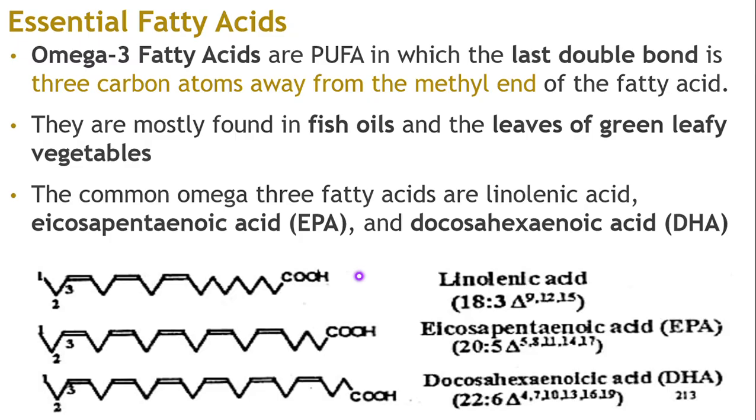Omega-3 fatty acids are PUFA, which is polyunsaturated fatty acids, in which the last double bond is the third carbon atom away from the methyl end of the fatty acid. They are mostly found in fish oils and the leaves of green leafy vegetables. So the omega-3 that we are talking about, you can find this type of fatty acid either in fish oils or in the leaves of green leafy vegetables.